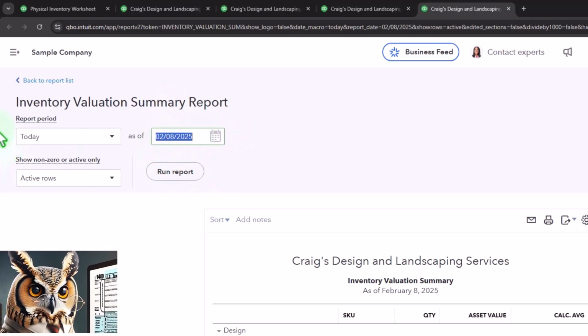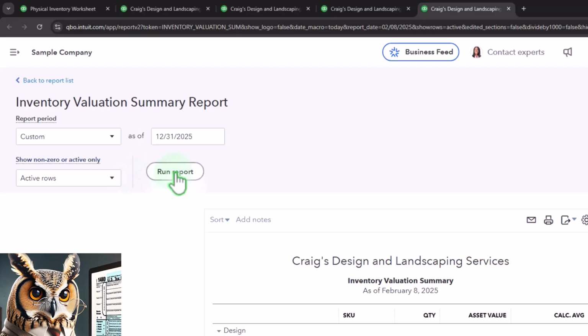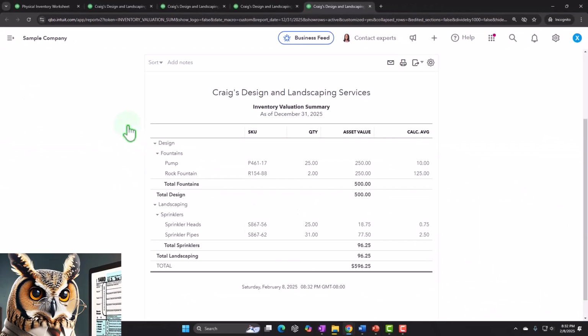Maybe I do it at the end of 12/31/25 just to have it at the same point, the end of the year. So I'll run it here. And then what do we have down below?